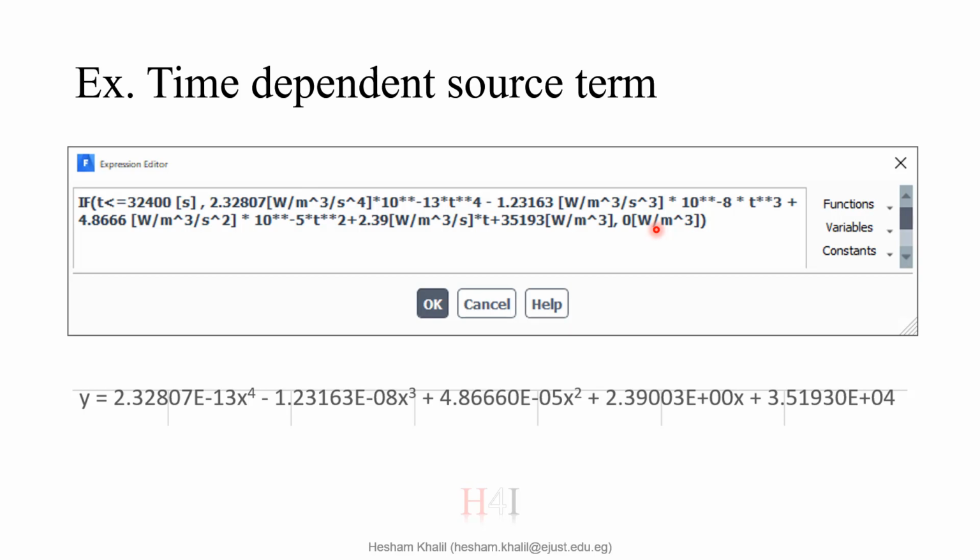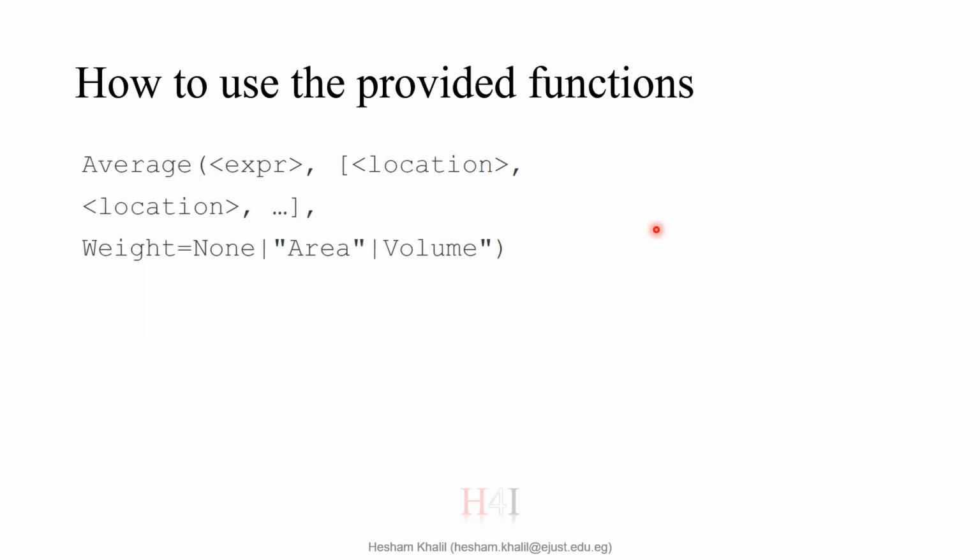Okay. Now this defines a source term which is time dependent and different for different time periods. Another example, the average function. If you want to calculate the average temperature at a specific surface or specific volume and use this average temperature to calculate some other property dependent on it.